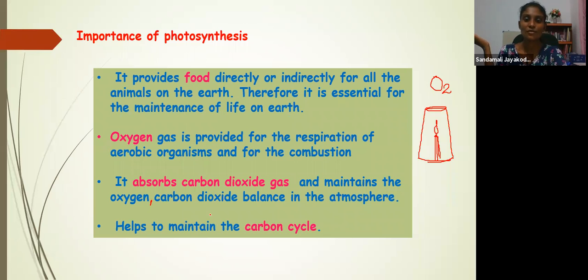So the oxygen carbon dioxide balance is going to be unbalanced. So we will get global warming, and we will get numerous environmental problems like an increase in the sea level and melting of the glaciers, and all those things happen. So maintaining this balance is done by plants. So it is really important for this environment.